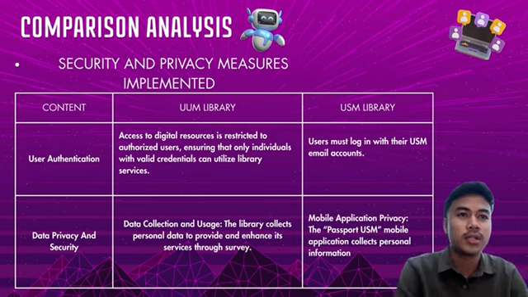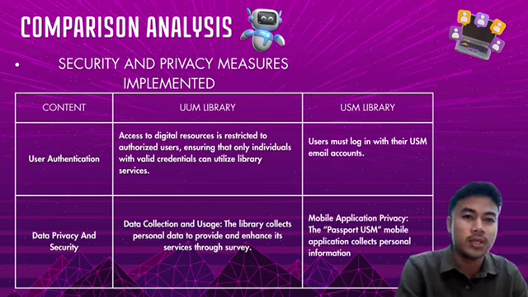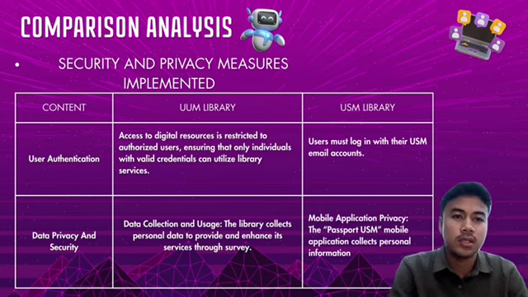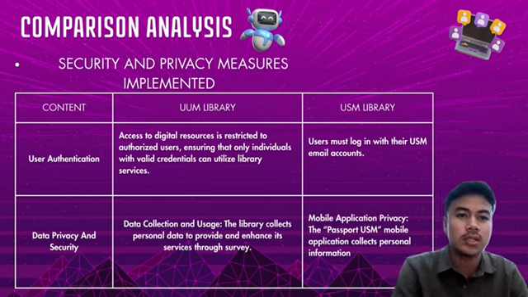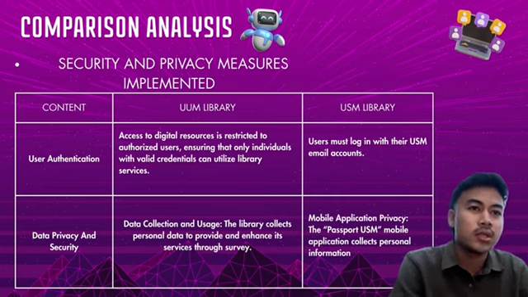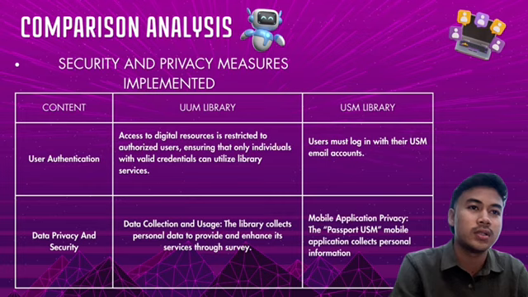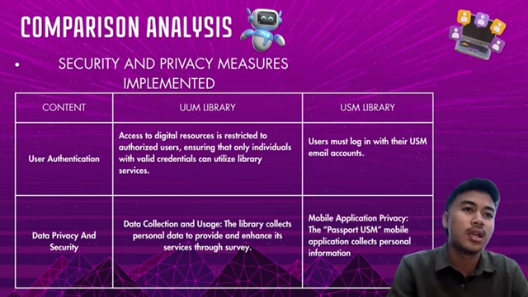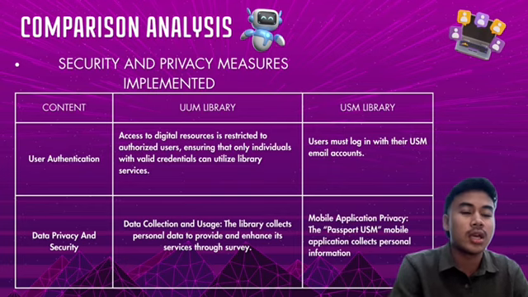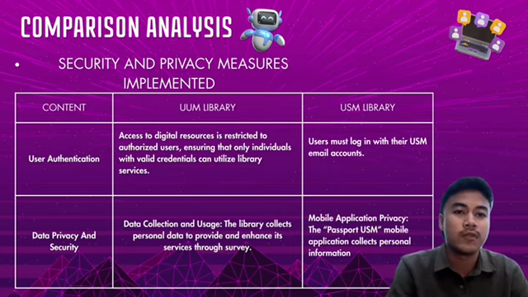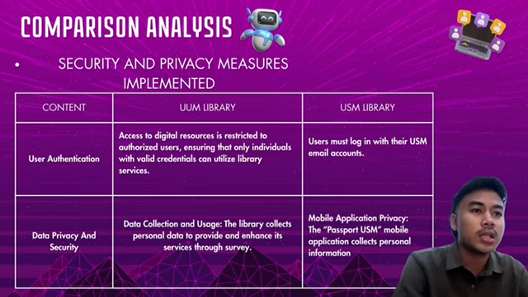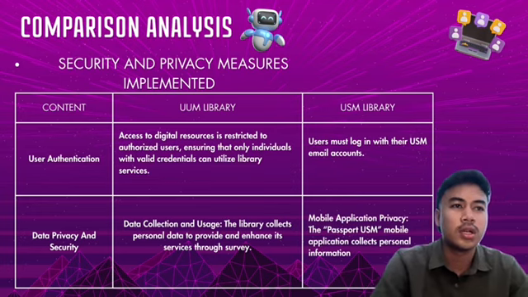Okay, next, comparison analysis about security and privacy measures implemented. The content is user authentication and data privacy and security that UUM and USM Library use. First, user authentication at UUM Library: access to digital resources is restricted to authorized users, ensuring that only individuals with valid credentials can utilize library services. UUM Library is strict, as a person must fill out their personal information to access it. And then at USM Library, users must log in with their USM email account.